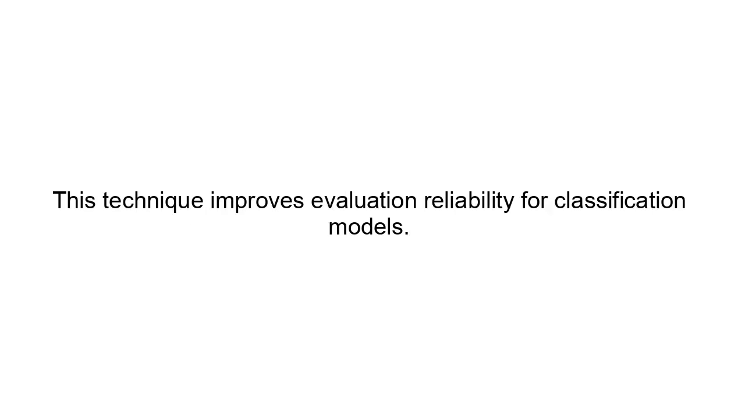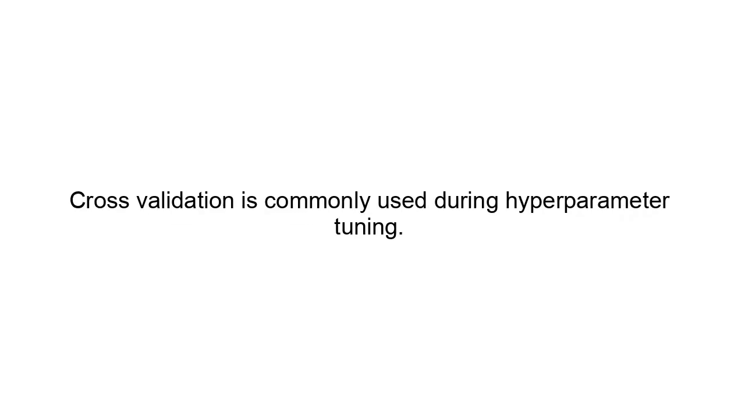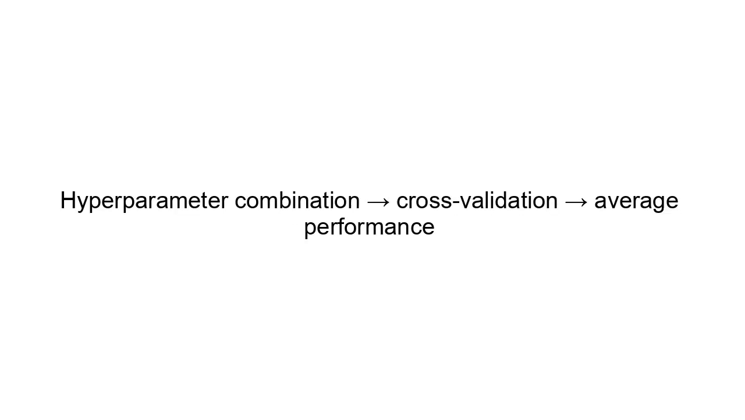Cross-validation in hyperparameter tuning. Cross-validation is commonly used during hyperparameter tuning. Example concept: hyperparameter combination means cross-validation means average performance. Techniques such as grid search and random search often use cross-validation to evaluate different model configurations.